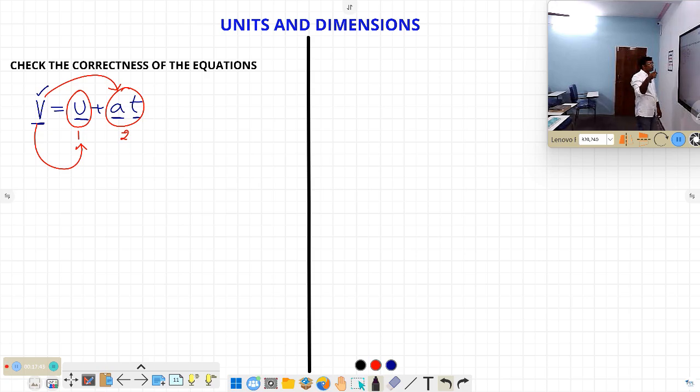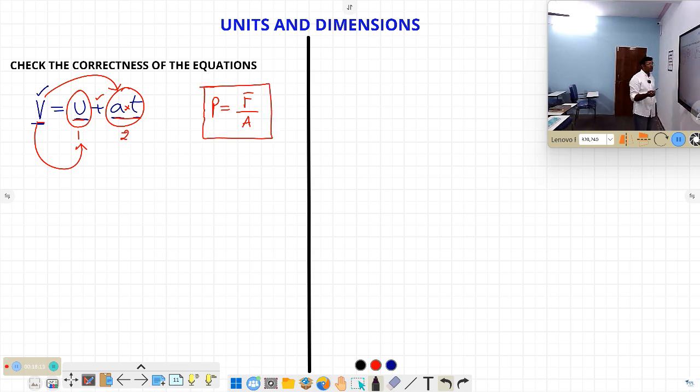One more thing you have to understand while checking the correctness of equations. Here V is velocity, and U is also velocity, and AT is a product of two different physical quantities. Here we are multiplying. Sometimes we get equations in terms of addition, sometimes in terms of multiplication, sometimes in terms of division, like pressure is equal to force by area. Like that, we have different types of physical quantity formulas.